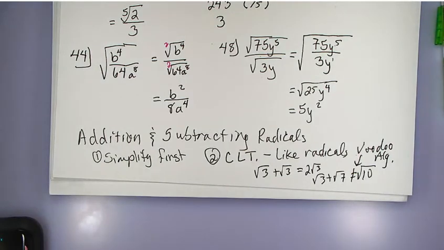54 says 11 square root of 3 plus 2 square roots of 3. Well, aren't these like terms? This square root of 3 and this square root of 3 have the same radical, so I can just combine them. I have 11 of them plus 2 over here, so that means I have 13 square roots of 3. And that's it. Let's do number 60. There was no simplifying there.